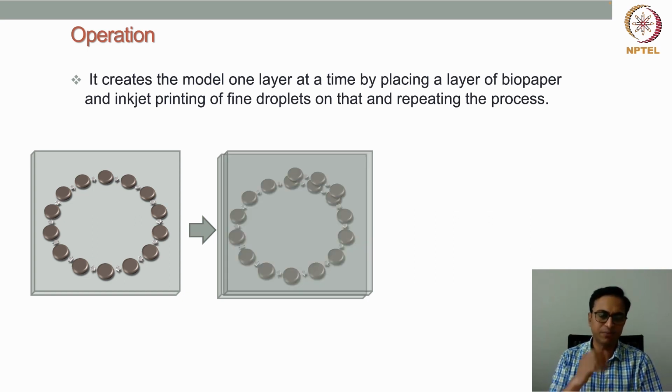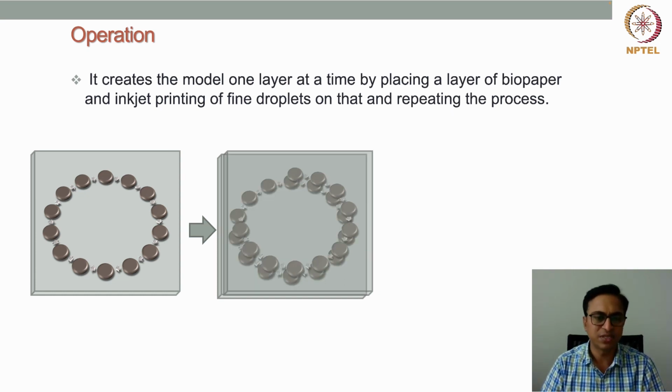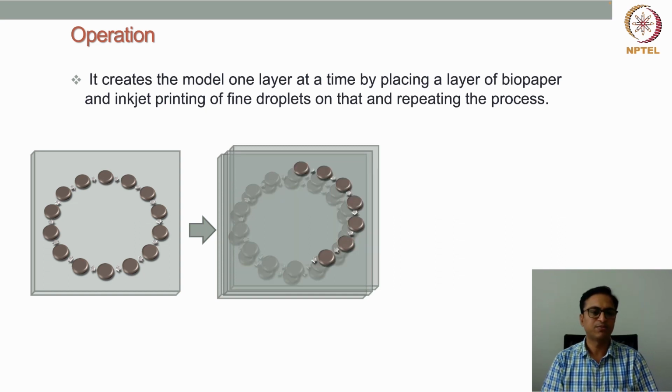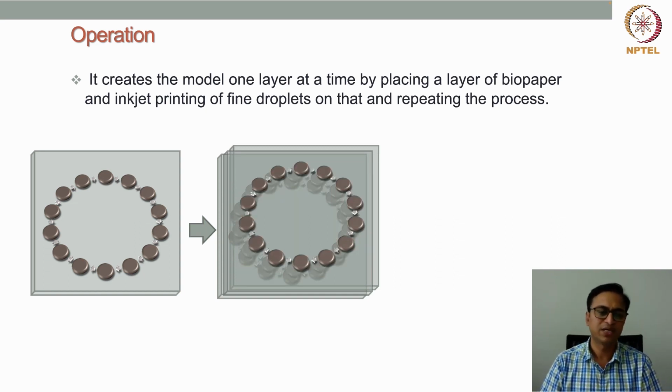Then another layer of biopaper is placed, and the same process is repeated, where the droplets are again patterned on this second layer. Similarly, for the third layer, another layer of biopaper is placed, and the droplets are again printed. So this is how a required height is achieved.